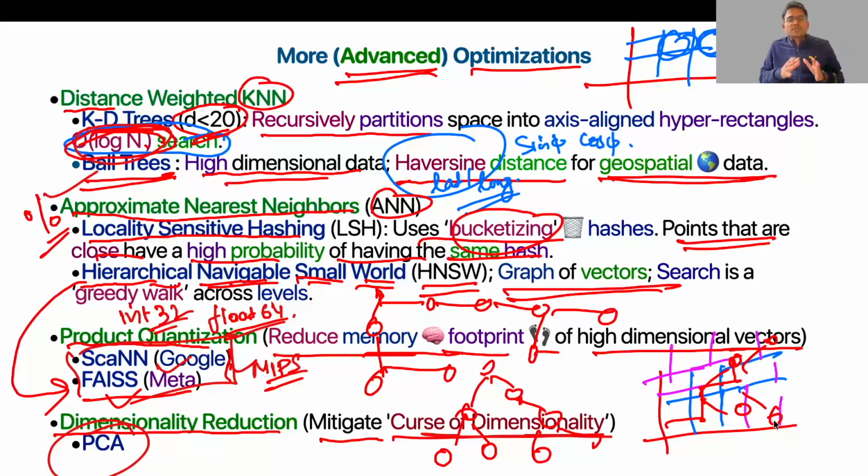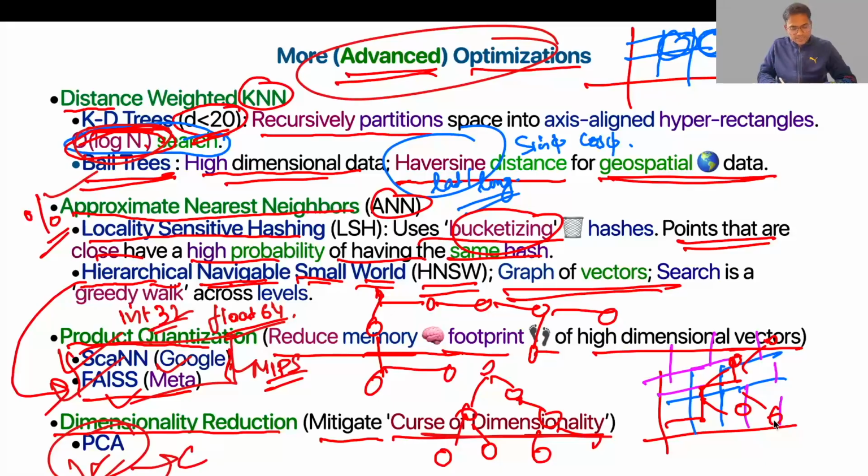So these are some broad takeaways from this whole section on advanced optimizations. I'll create separate videos for ScaNN and FAISS in the future. PCA has been seen in the past, and we'll go through PCA again when we discuss dimensionality reduction in unsupervised learning. But these two I'll create, and the rest of the things are like data structures.